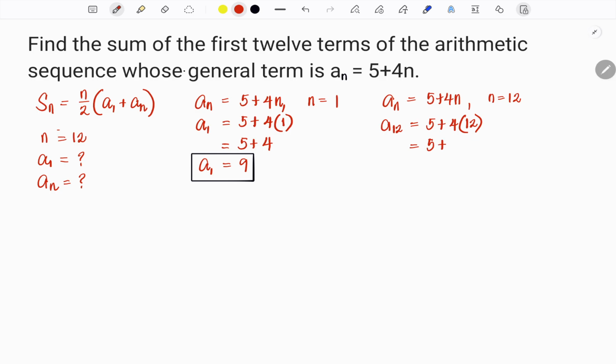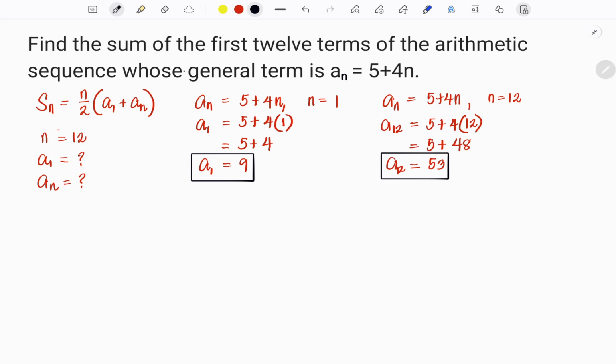5 plus 4 times 12 is equal to 40 plus 8, we have 48. And 5 plus 48 is equal to 53. So our last term here, or a sub 12, is equal to 53.